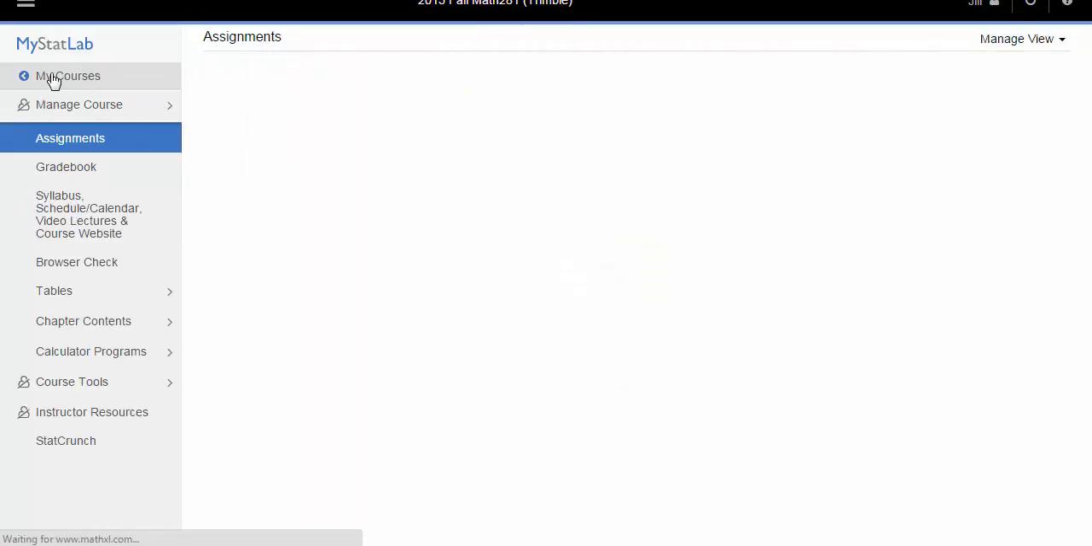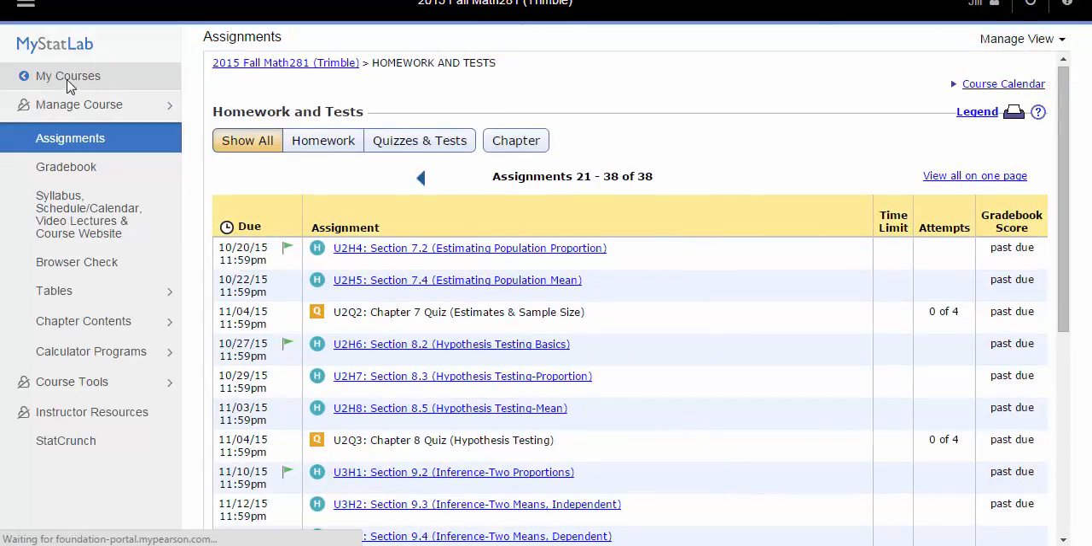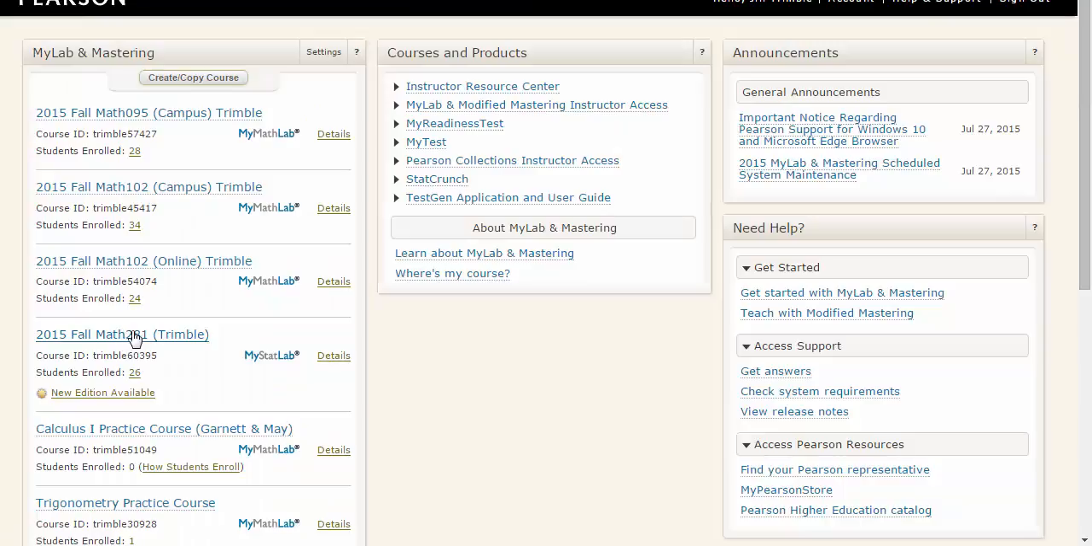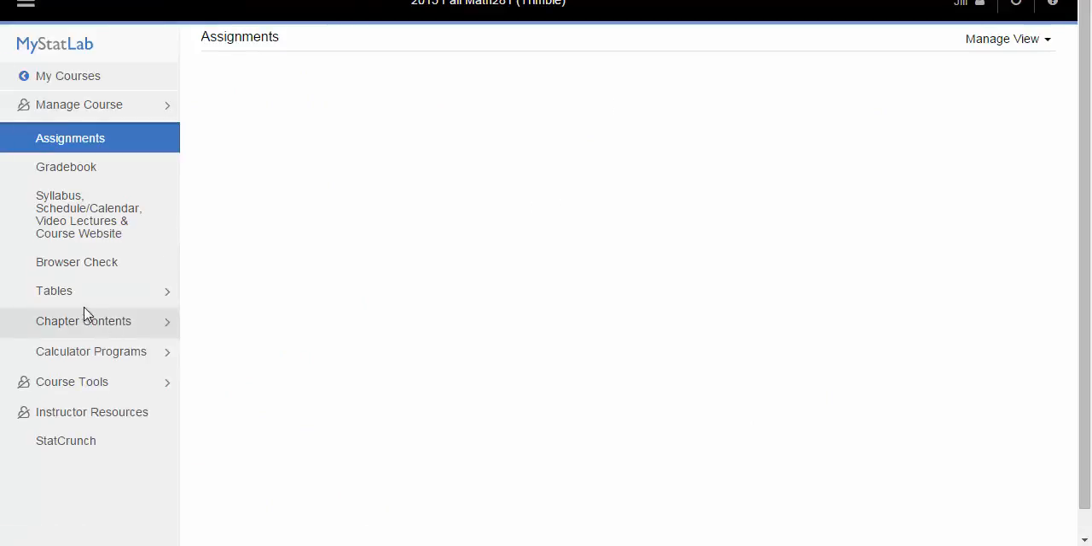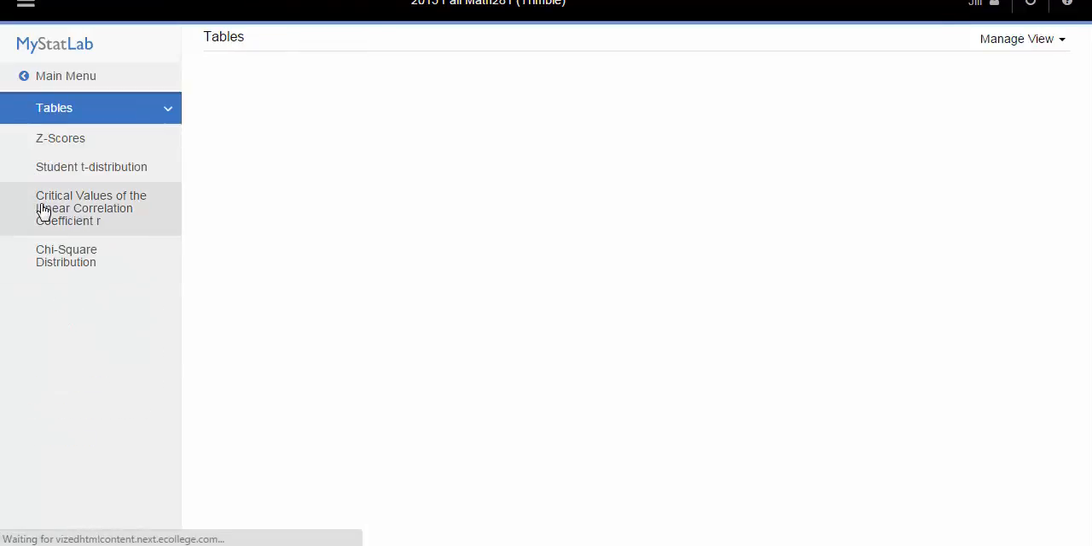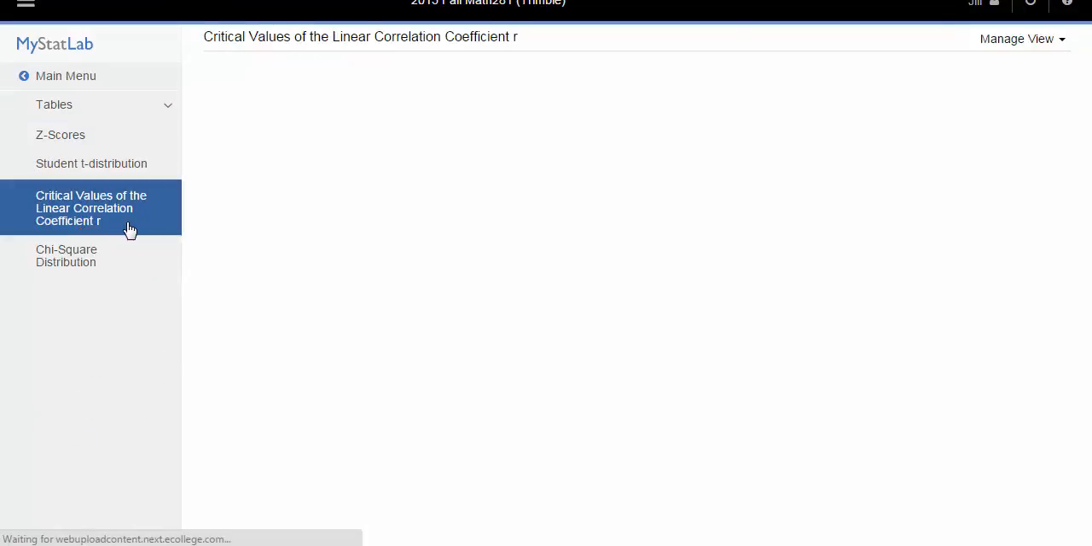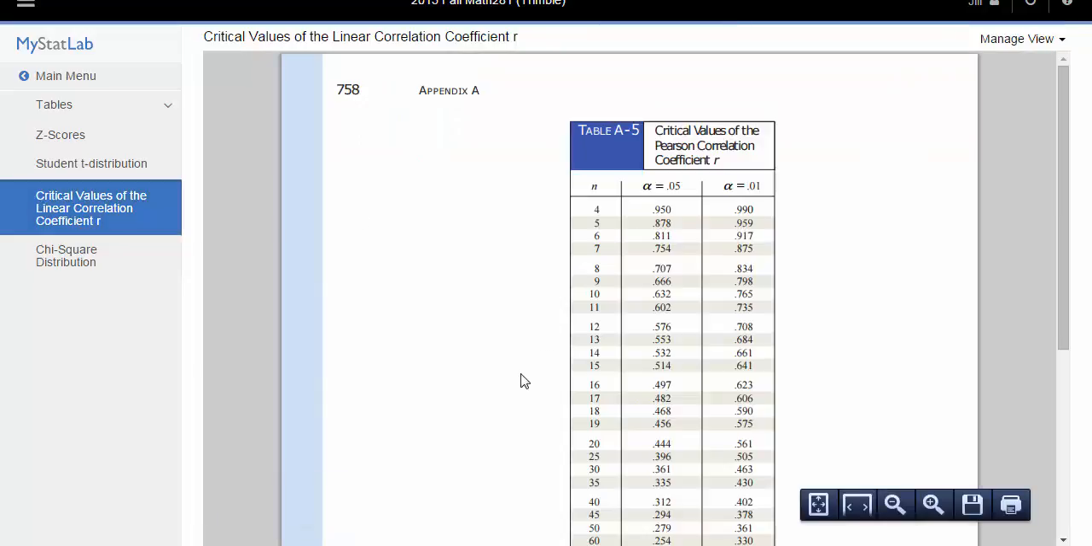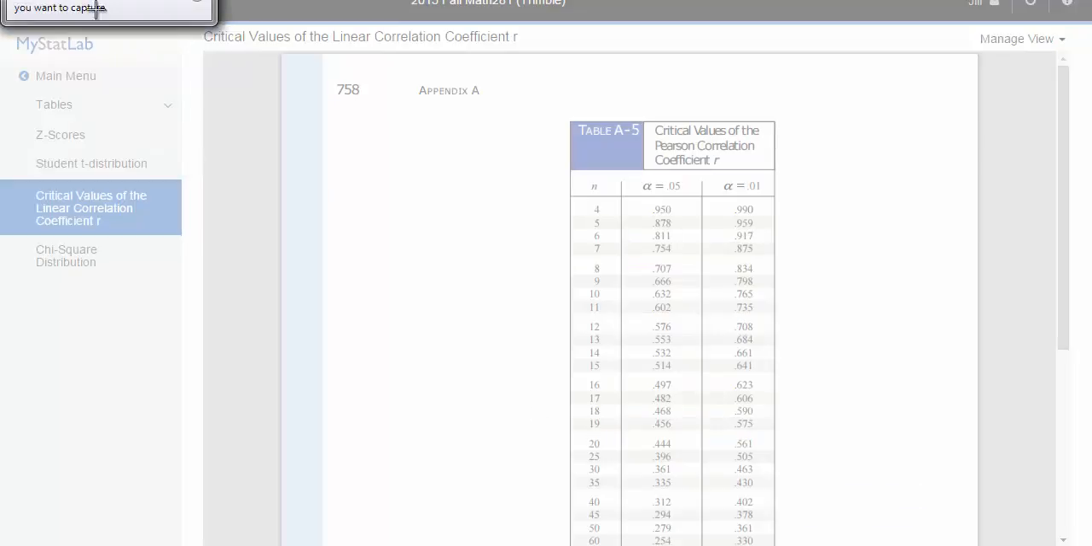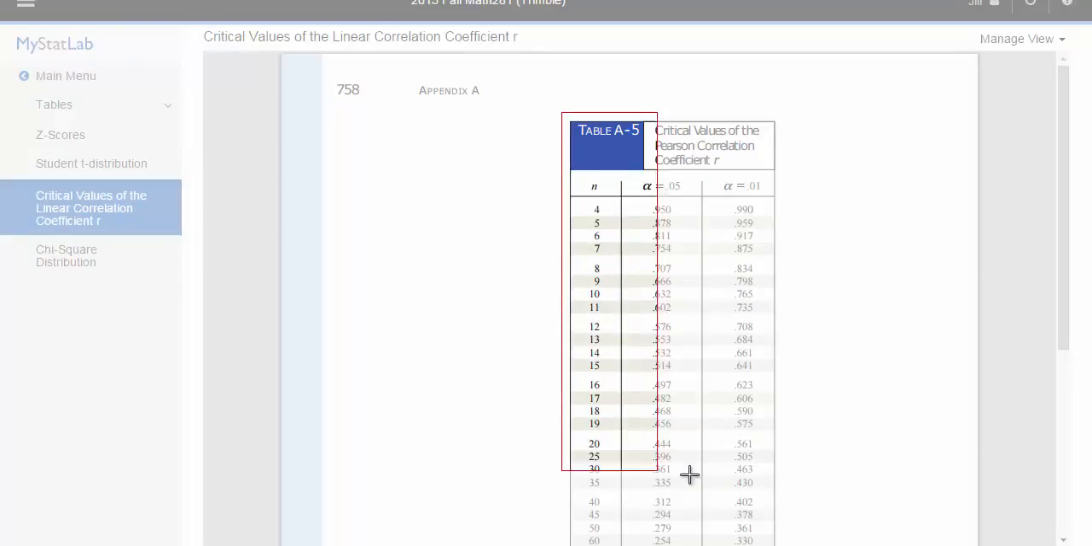So we'd go to My Courses, if you're not already in MyMathLab, and get into MyMathLab. And then here under Tables, you would choose Critical Values of the Linear Correlation Coefficient r. Now we are at sample size 20 here. So here we are at 20 and we're at 0.05, so our value here is 0.444 is our critical value. So let's go ahead and snap that in.